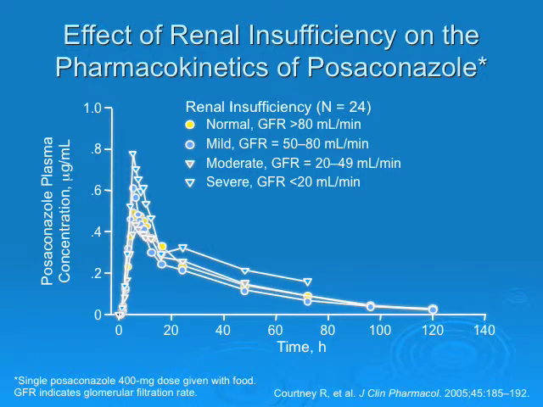Posaconazole, essentially no impact of renal insufficiency on posaconazole. The one thing that was noted in the package insert is that patients with severe renal insufficiency had a much higher coefficient of variation. So they had some patients with very low levels, some patients with very high levels. Speculating, perhaps those are just generally sicker patients.